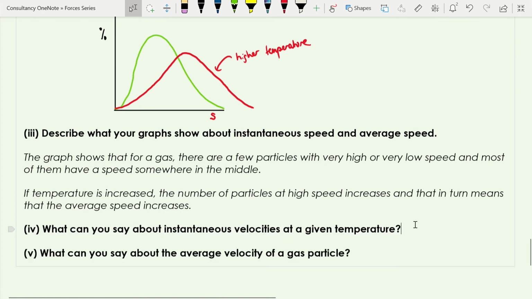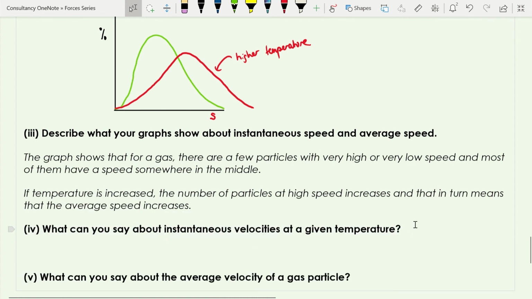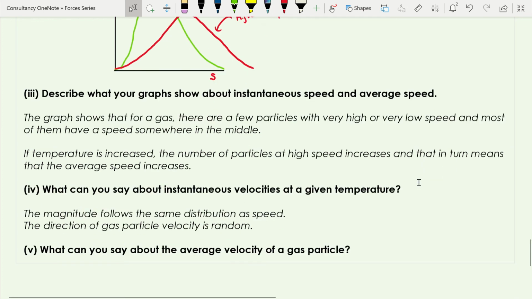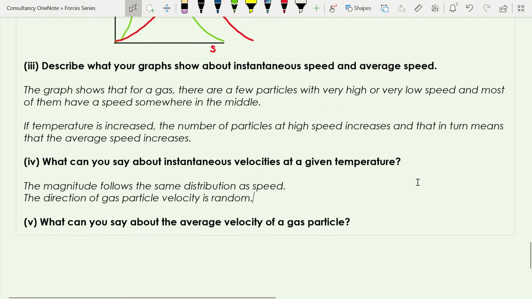Okay, so what can we say about the instantaneous velocities at a given temperature? There are 2 things. The magnitude follows the same distribution as speed. The direction of gas particle velocity is random. So there's no way of predicting what direction it will be at any given time.